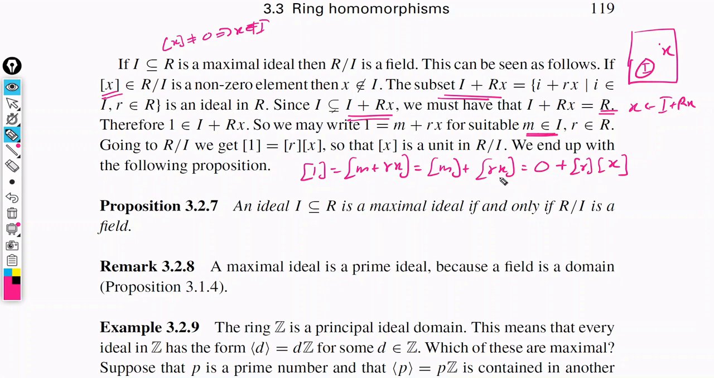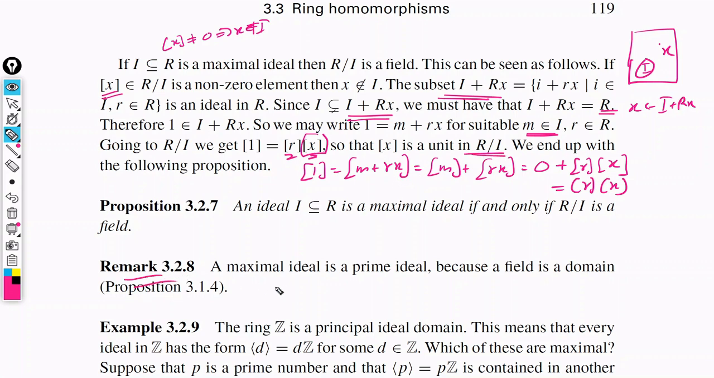And what about this one? This is equal to coset r times coset x. So we can conclude that coset r times coset x is equal to our identity. So this x has an inverse, or this x is a unit. So we can conclude that every non-zero x is a unit. So R by I is a field.